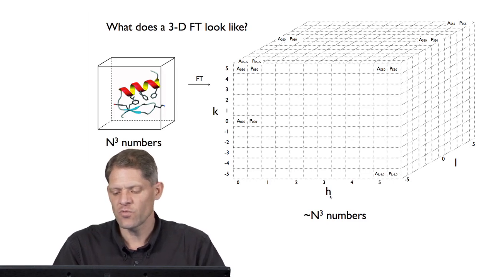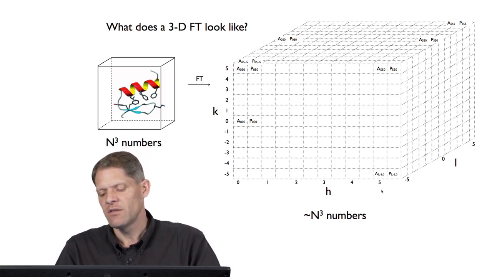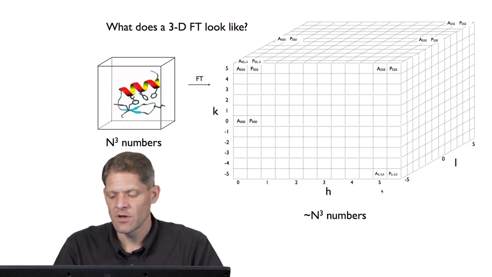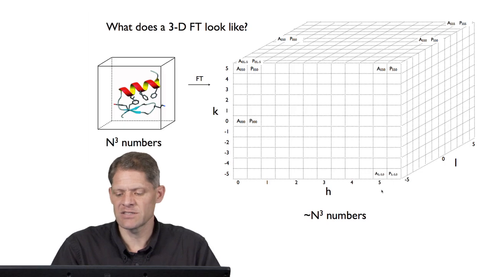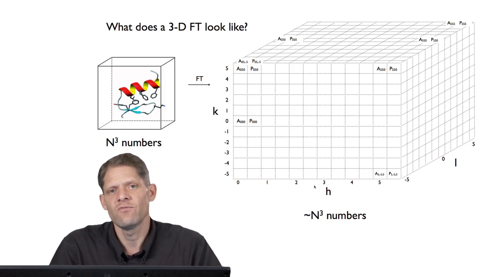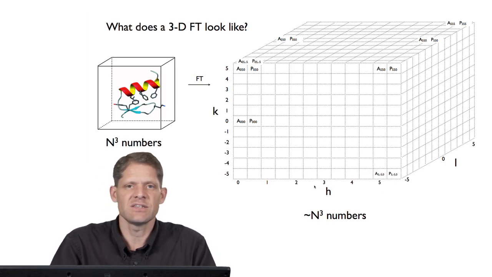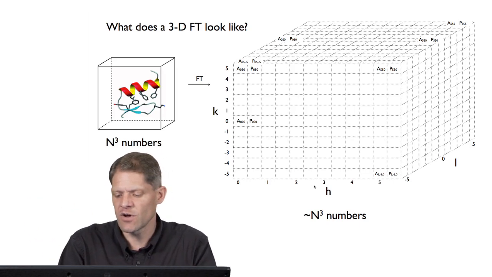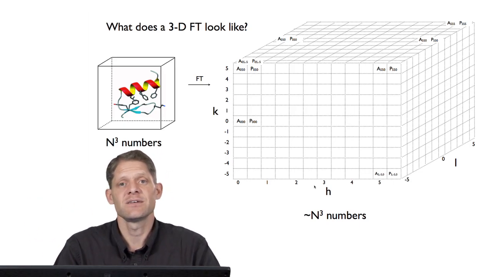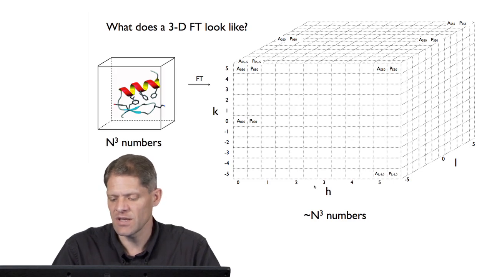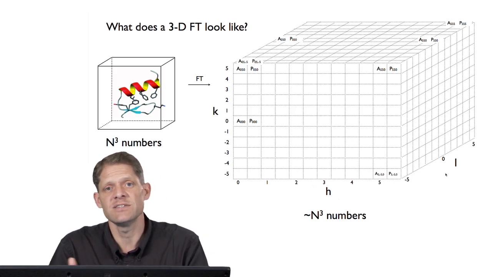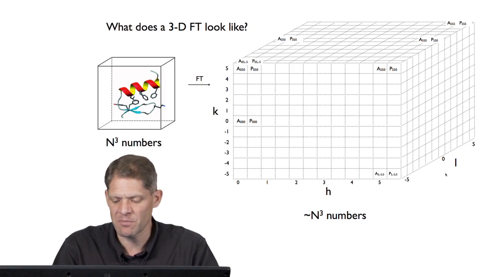But k and l both have positive and negative values. Meanwhile, h would only have positive values because the negative h, k, l values would be the same as the positive h, k, l values, because you can't tell a 3D sine wave whether it's going forwards or backwards. And so in the non-redundant set of terms, only two of these indices have to go both positive and negative. The other can be simply positive.